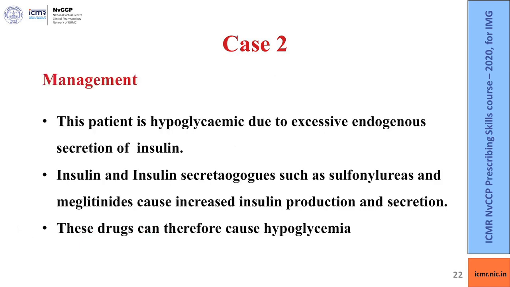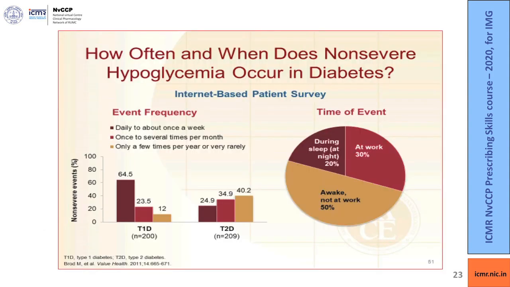This patient is hypoglycemic, as you can see from the blood sugar levels, and in this case it is due to excessive endogenous insulin secretion. Insulin and insulin secretagogues such as sulfonylureas and meglitinides cause increased insulin production and secretion, and these drugs can therefore cause hypoglycemia. Hypoglycemia is a relatively common complication of treatment of diabetes mellitus.